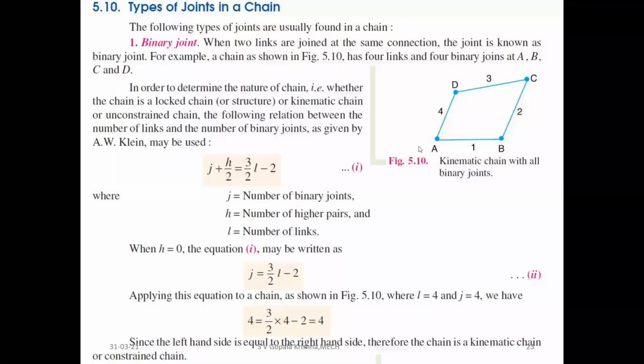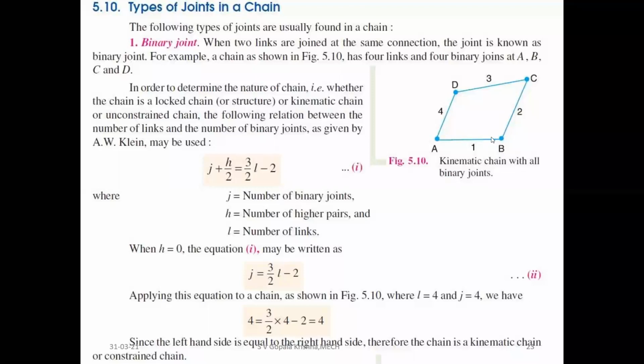Then this joint is a binary joint, and B is also binary. Why? Because 1 and 2 are connected, and 2 and 3 are connected. This is also true for C and D. All are acting here as binary joints.